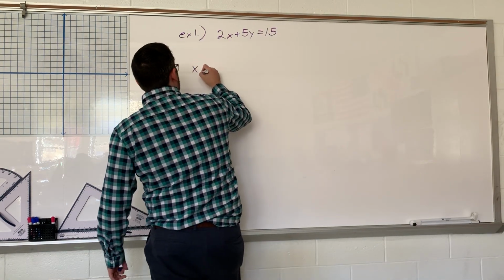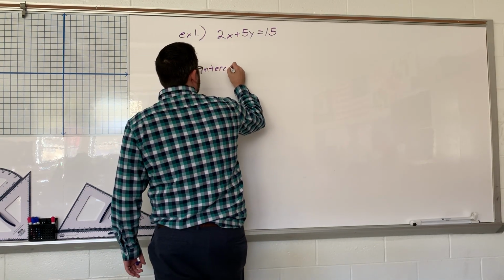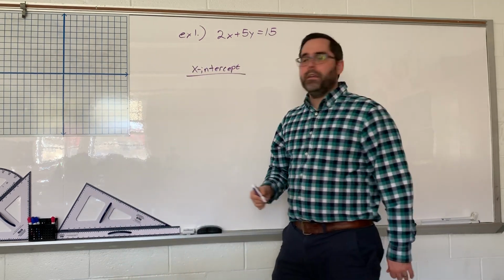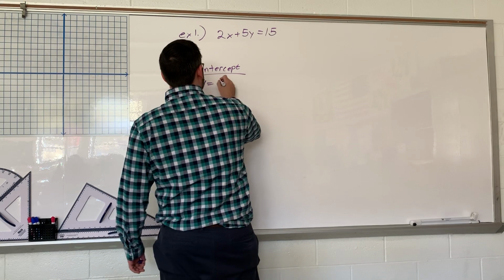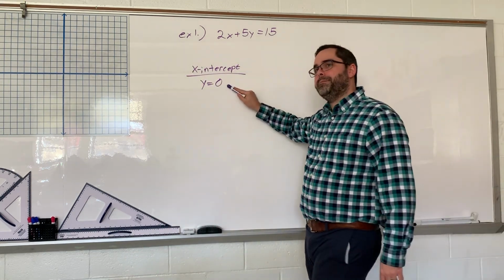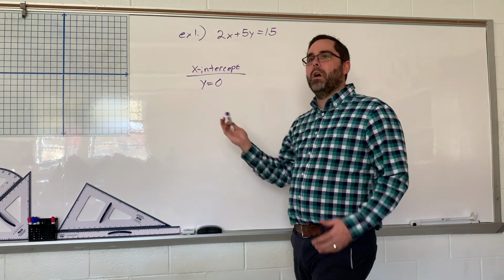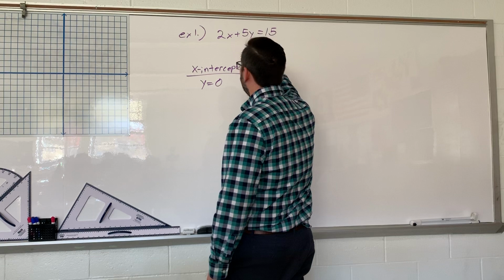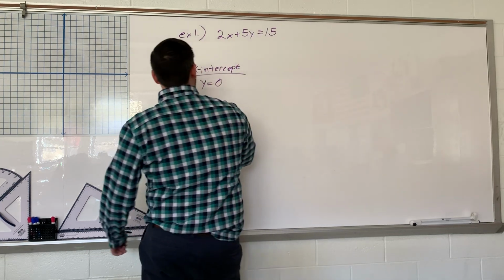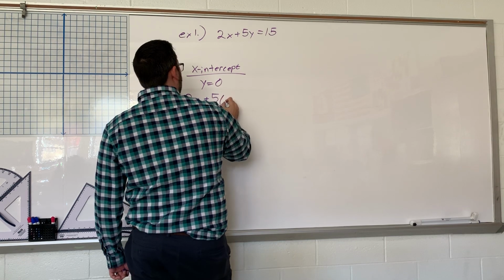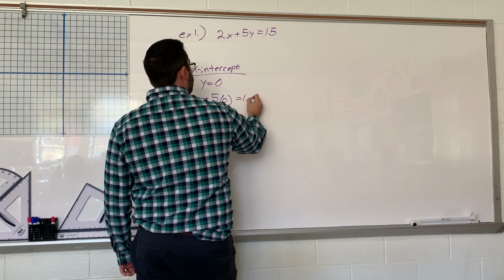So the x-intercept is when y equals 0. That means if y is 0, then we are on our x-axis when we graph. We're going to plug 0 in for y. So we're going to write 2x plus 5 times 0 equals 15.